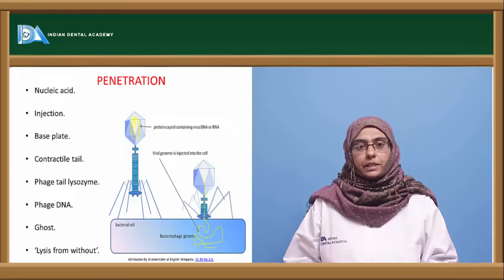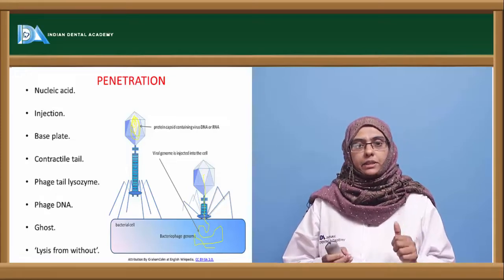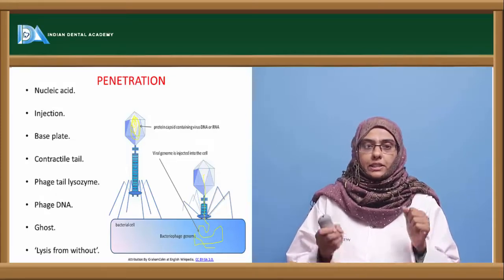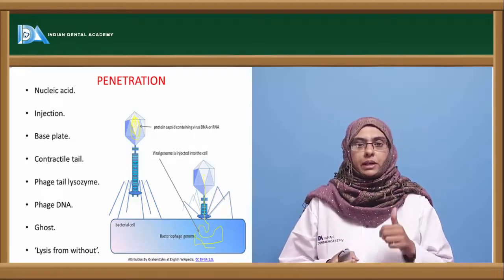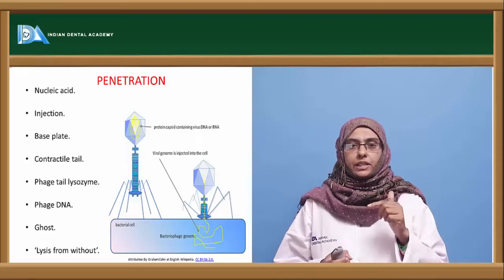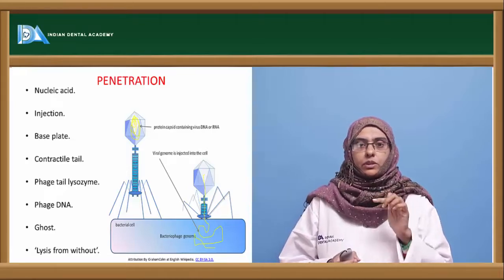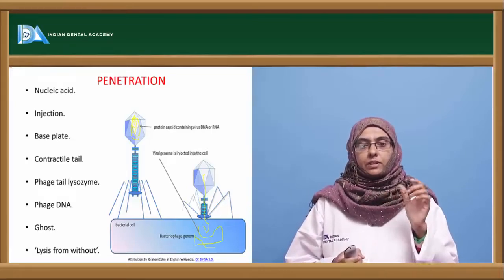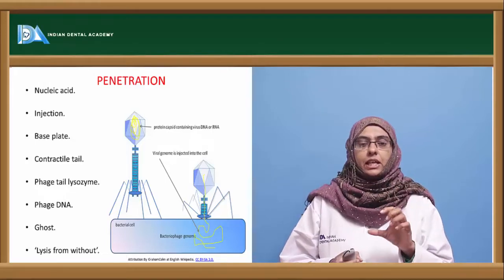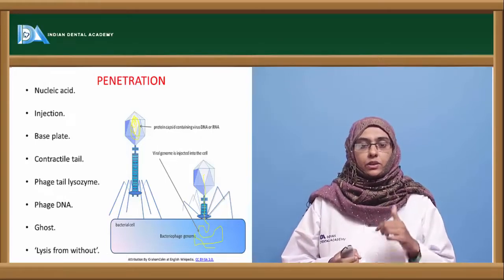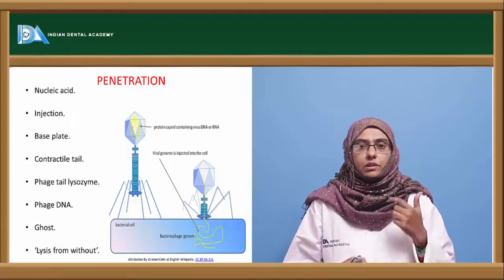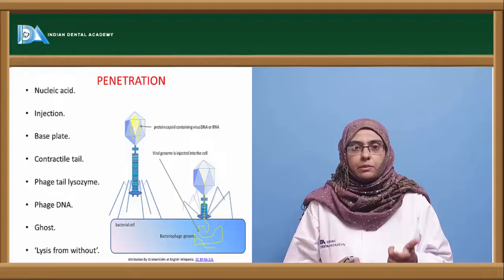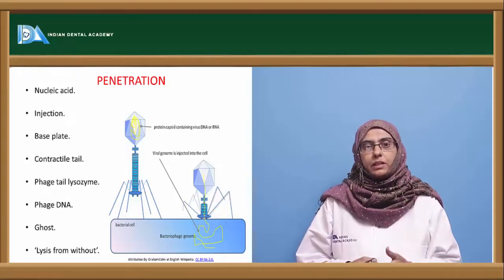The penetration of the nucleic acid into the host cell is similar to an injection procedure. The base plate and the tail fibers hold the bacterial surface tightly, and the contractile sheath enters into the host cell with the help of phage tail lysozyme that makes pores on the surface of the bacteria. Once the tail sheath is inside, it releases the nucleic acid. To carry out this function, it requires a small amount of adenosine triphosphate, that is ATP, which is derived from the tail fiber.